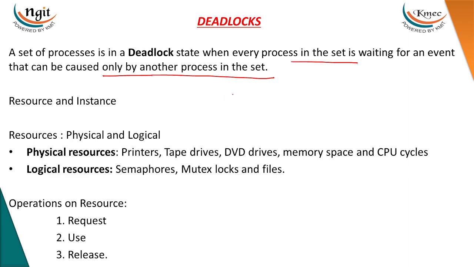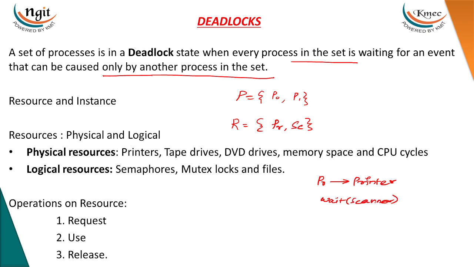Let's see, there is a process set consisting of two processes, P0 and P1. Then there are two resources: the first one is a printer, the second one is a scanner. Assume that P0 is using the printer and it is waiting for the scanner, but P1 is using the scanner and it is waiting for the printer.